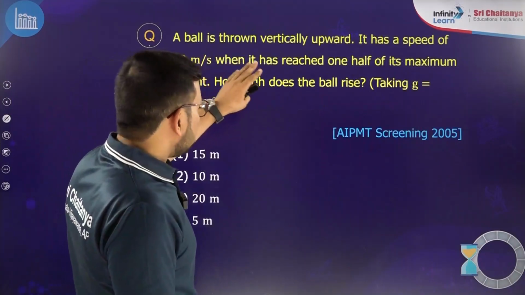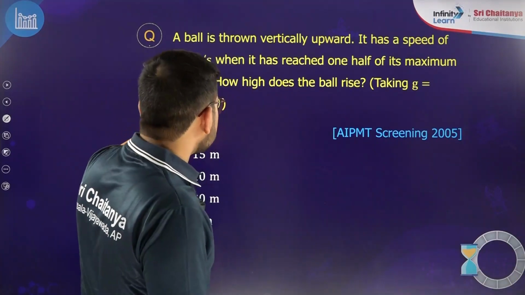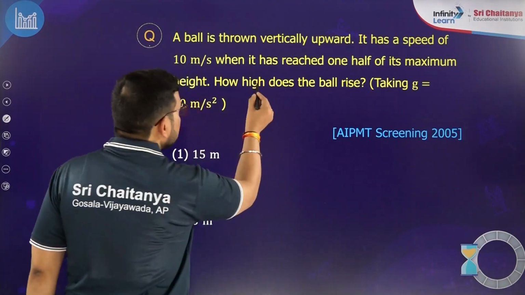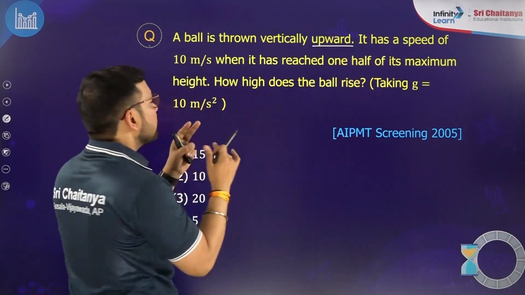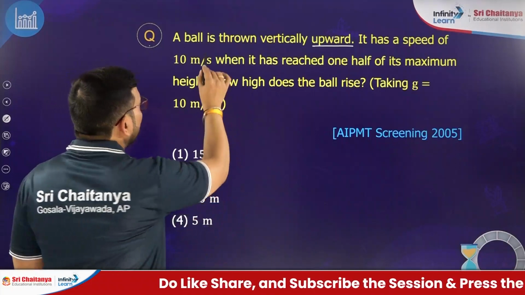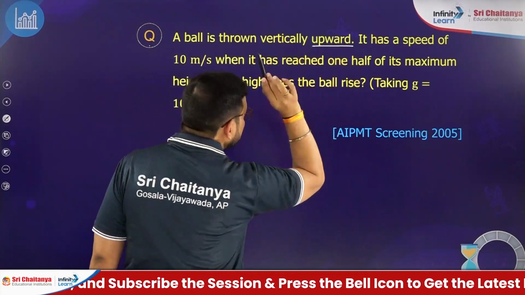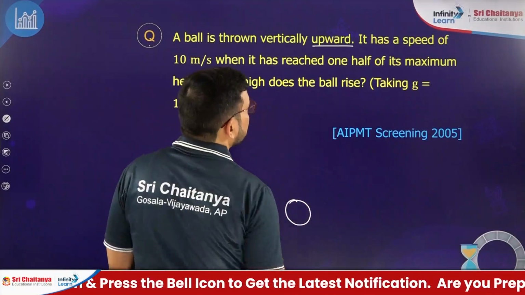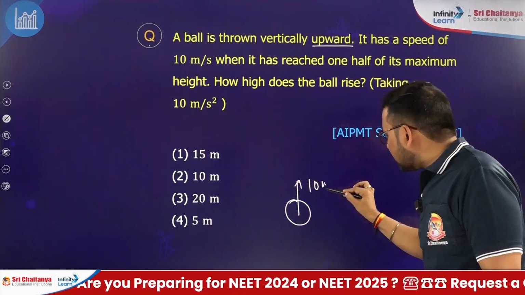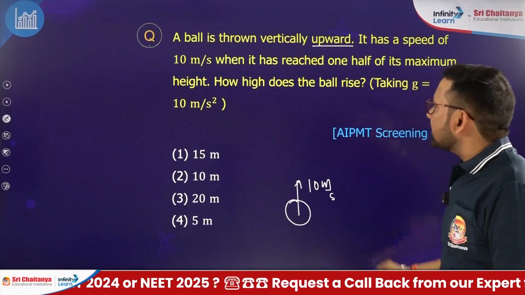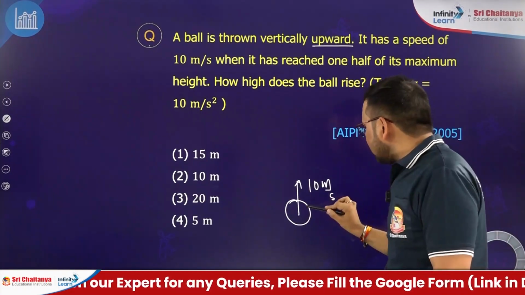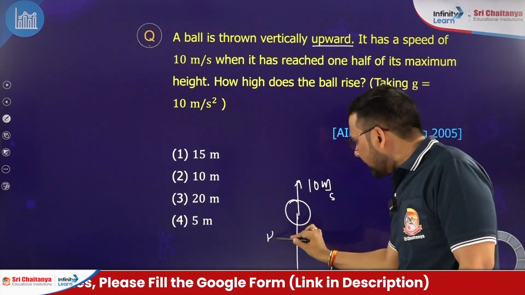A ball is thrown vertically upward. It has a speed of 10 meters per second when it has reached 1/2 of its maximum height. This is again, see the bifurcation of motion, up or fall. 2 categories of motion under gravity. So the ball is thrown vertically up. It has a speed of 10 meters per second, when it has reached 1/2 of its maximum height. So this speed is basically at a height of h by 2.